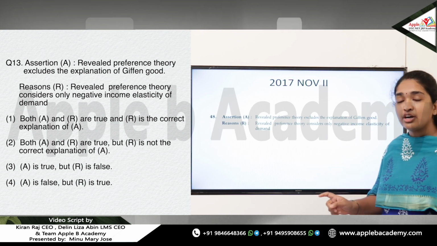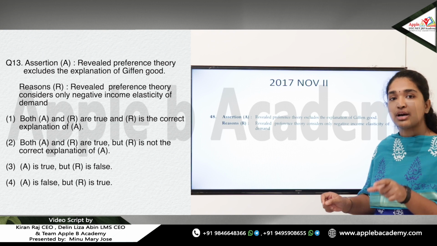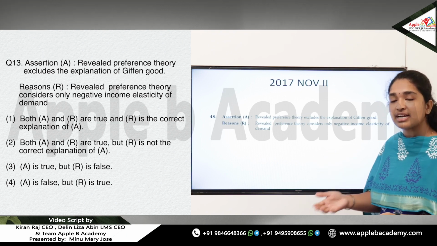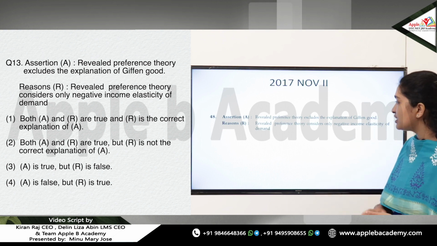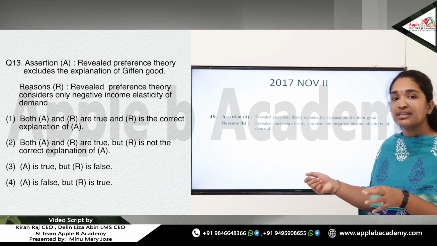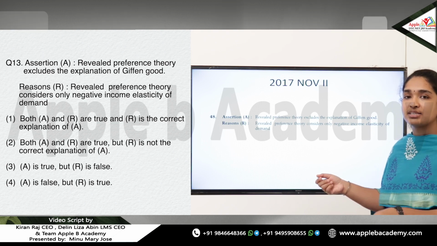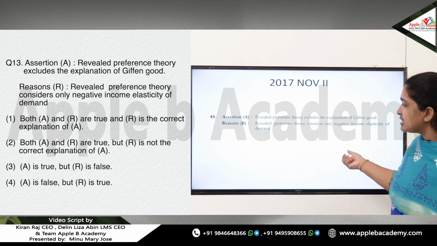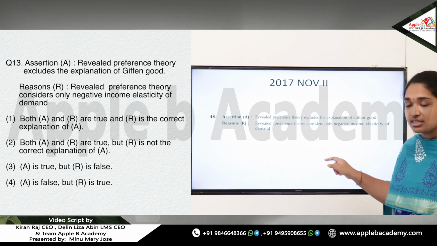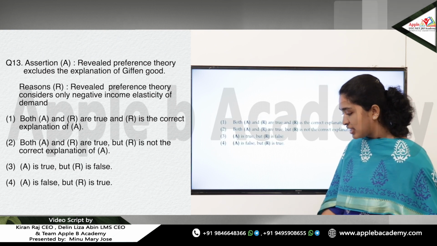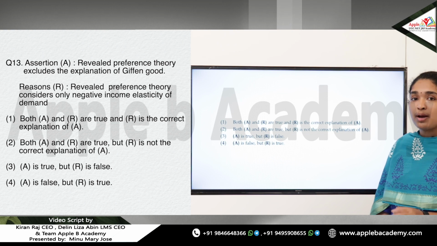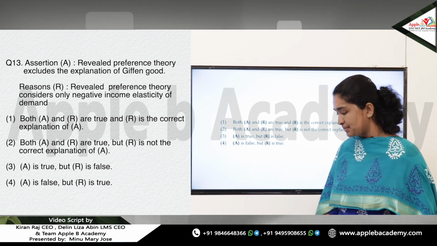That means it did not give any explanation about how consumers maximize their satisfaction or utility in the case of Giffen goods, because it only tried to explain the positive income elasticity of demand. So the reason is wrong here, which means the assertion is true and the reason is false. Therefore the answer for this question would be option 3, that is, the assertion is true but the reason is false.